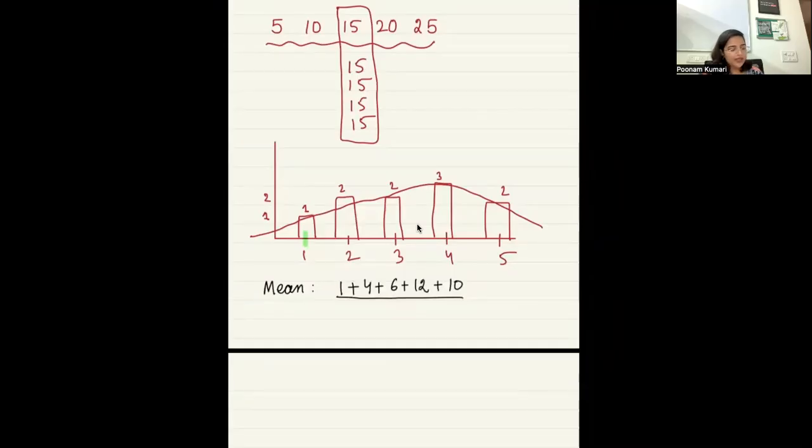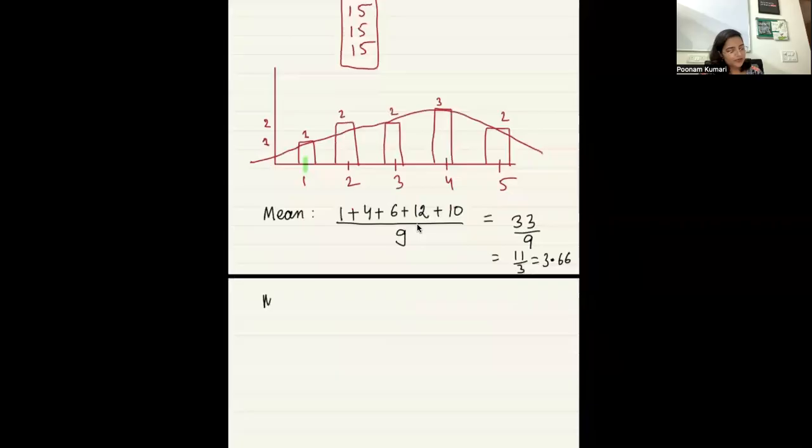And how many numbers are there? 6, 7, 8, 9, right? What is the value here? 5 and 6, 11 and 23 and then 10, 33. 33 divided by 9, right? What is this? 11 by 3, which is 3.66, right? That is the mean. Yes, ma'am.